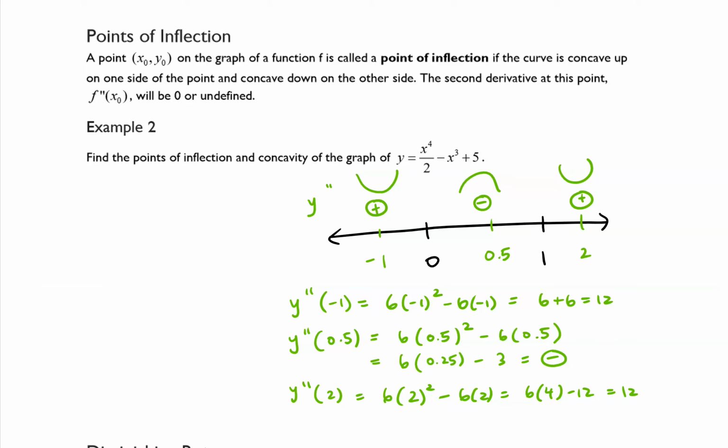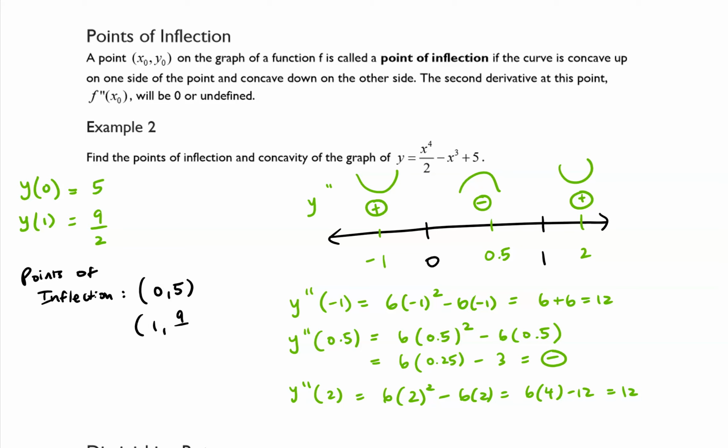And if you evaluate y of 0 and y of 1, you get 5 and 9/2 respectively. Go ahead and verify that. So your points of inflection are 0, 5 and 1, 9/2.